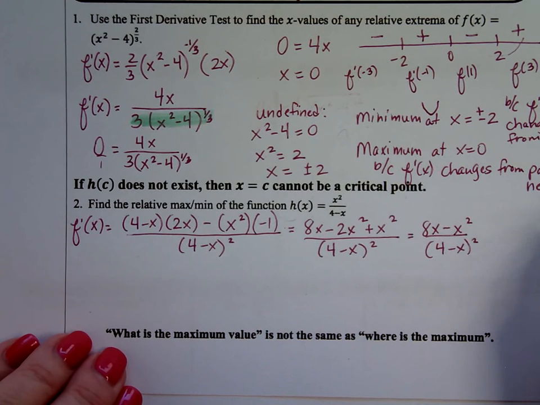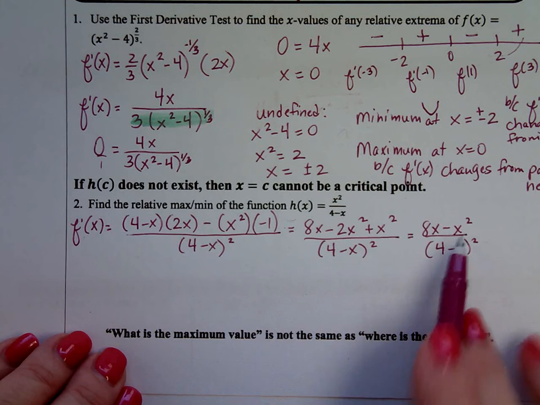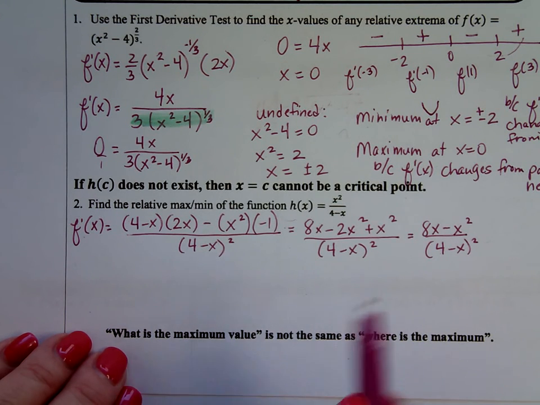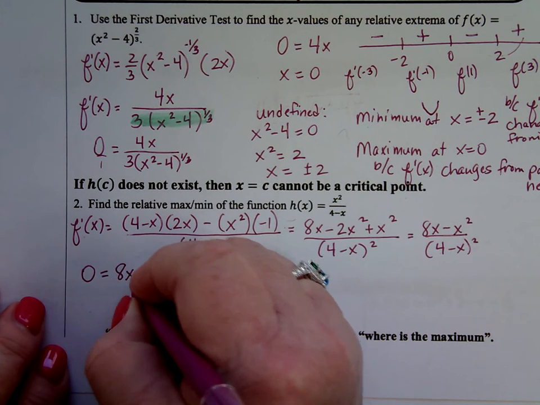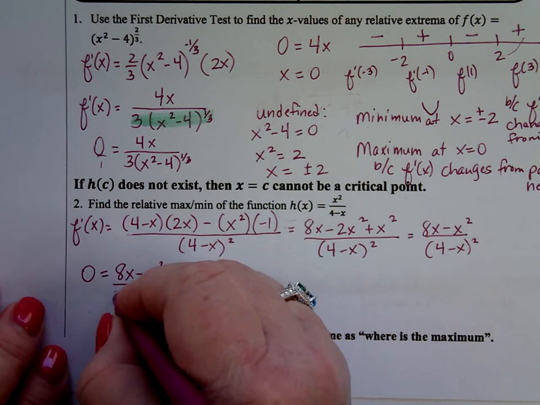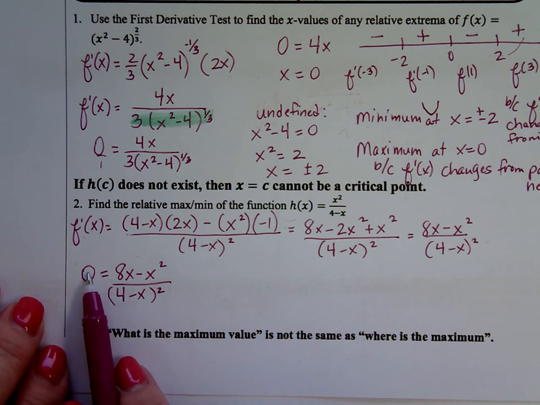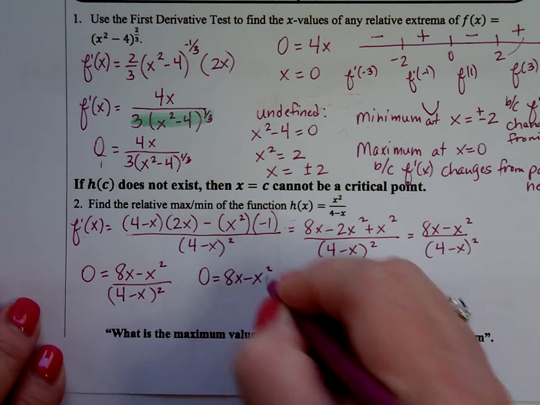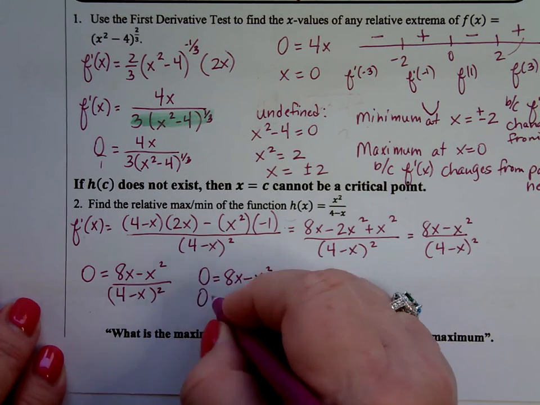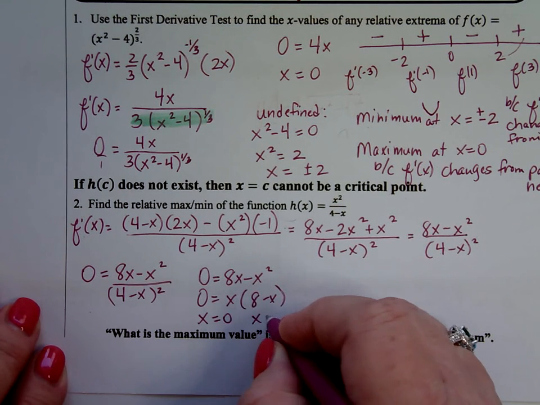I'm going to set it equal to 0, right? This is my first derivative. Could I factor an x out at the top? Yeah, but it's not going to do me any good, so I'll just leave it like that for now. So when I set that equal to 0, 8x minus x squared over 4 minus x, quantity squared. I know just from the last one that this is like 0 over 1, cross multiply, and you end up with just the numerator. So 0 equals 8x minus x squared. And so I can factor out an x, which gives me x equals 0 and x equals 8.